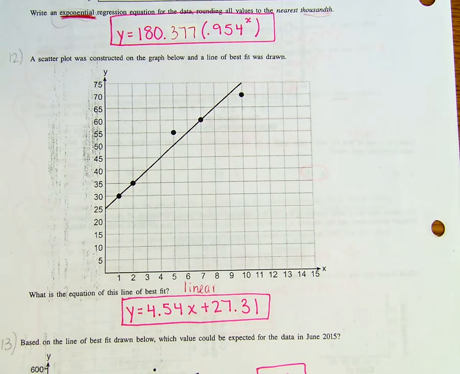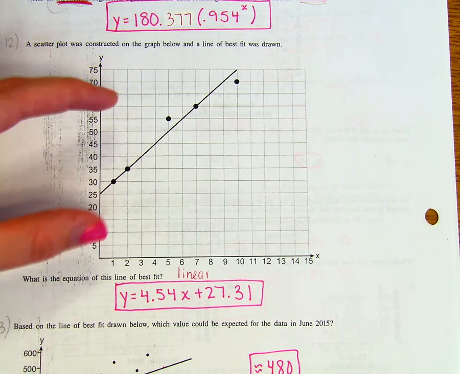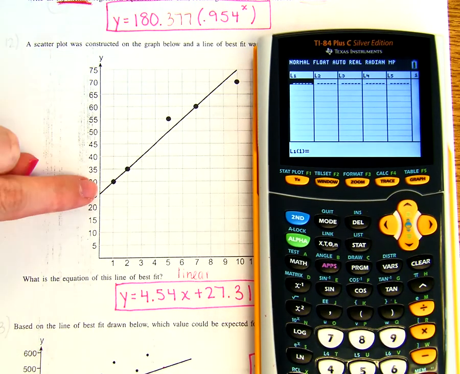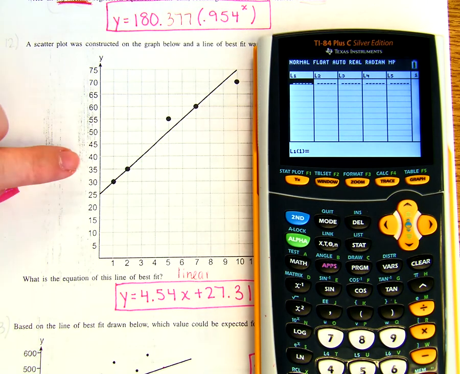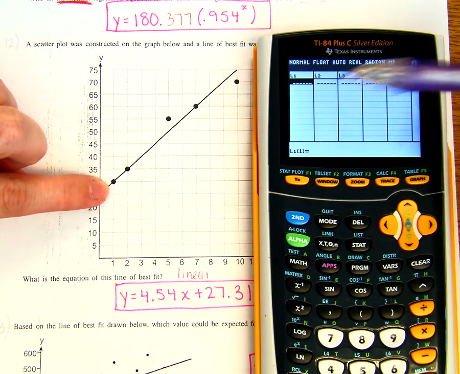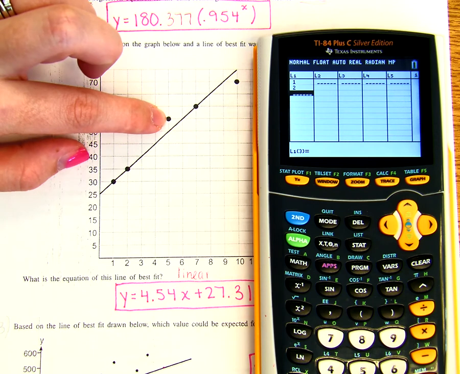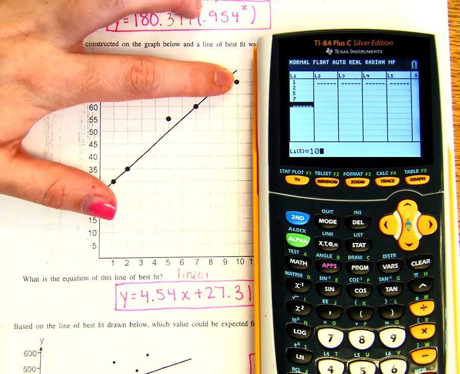For question number 12, it wants you to write the line of best fit for this scatter plot. They don't give you any information other than this line and these 5 points. So what I would recommend is in your calculator, we're going to take these points and plug them into our table for L1 and L2. L1 is all of our X values. So 1, 2, I'm just writing the X values of the points, 5, 7, 10.